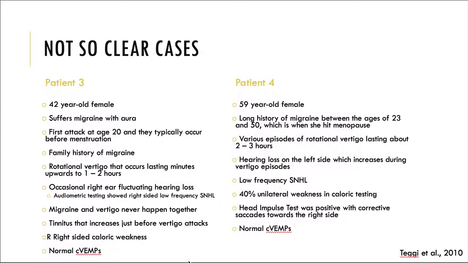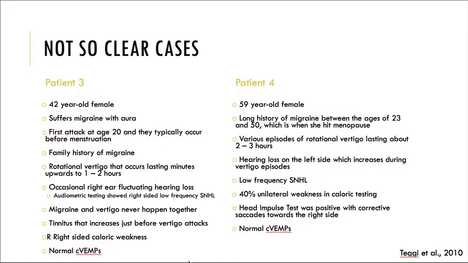That case didn't show any treatments for that patient, but I did also find an article by Teji et al. with 2 more cases that are a little bit less textbook than the last 2. So the next patient was a 42-year-old female. She suffers migraines with auras. The first attack was at age 20, and they typically occur before menstruation, which points towards vestibular migraine. She has a family history of migraine.